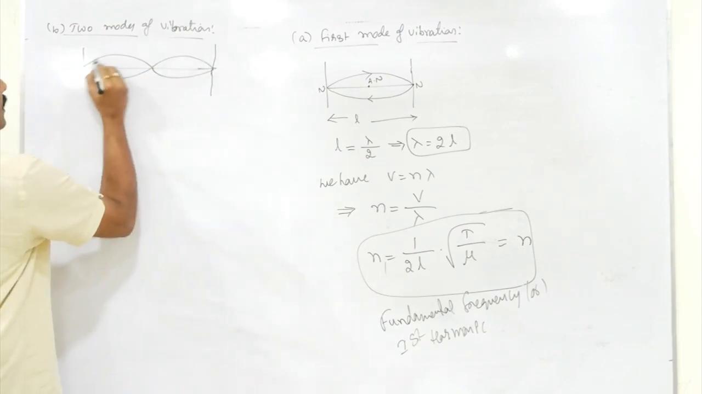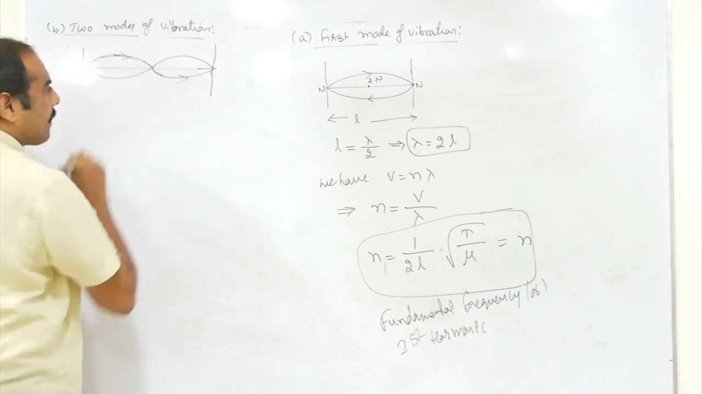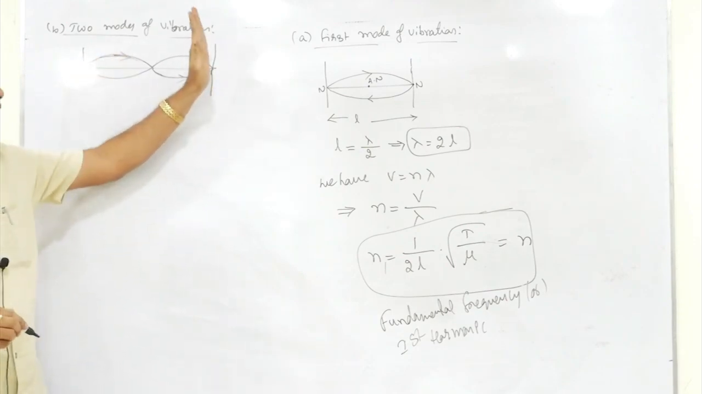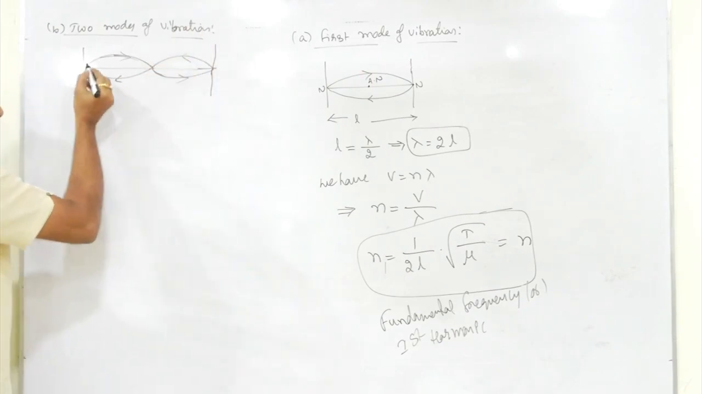Now here, what does it mean? Look at here. Wave travels like this. This is the original wave. After touching this rigid support, this fixed support, it returns back. This is the reflected wave.